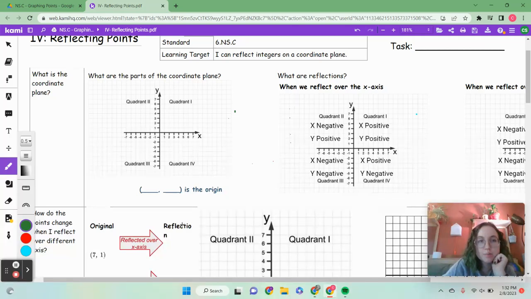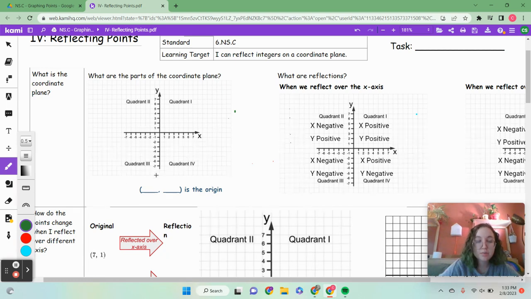Today we're going to be talking about graphing points on the coordinate plane and reflecting points on the coordinate plane. So, first I want to talk about what the coordinate plane is and what the parts of the coordinate plane are. The coordinate plane is when we intersect two number lines, the x-axis and the y-axis. Our x-axis is our horizontal number line, and our y-axis is our vertical number line.